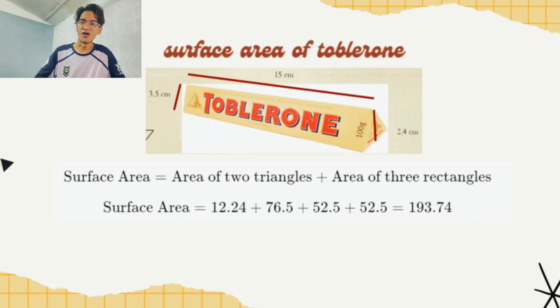Since we get the area of all the faces, we can calculate the surface area as well. So the surface area is area of 2 triangles plus area of 3 rectangles. The surface area will be 12.24 plus 76.5 plus 52.5 plus 52.5. So the final answer will be 193.74. So in conclusion, the surface area of Toblerone is 193.74. That's it for the first way.